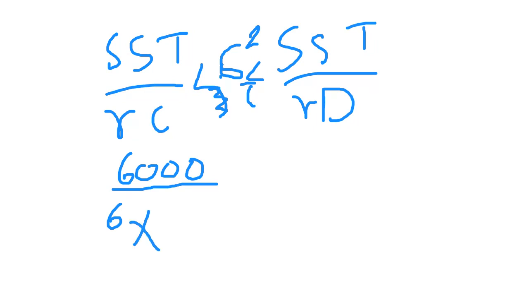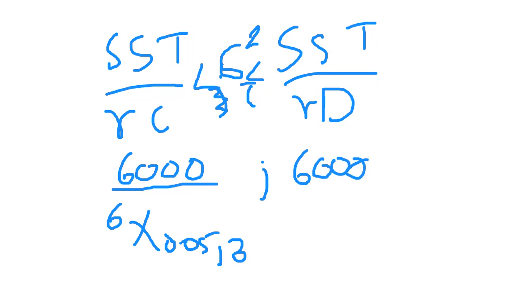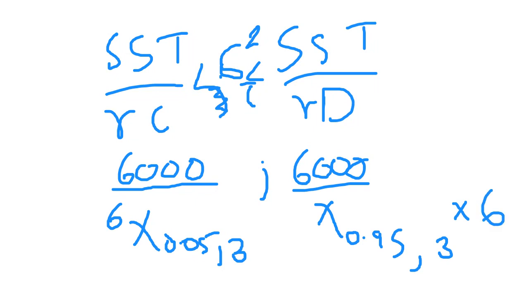Chi-square of 0.05, and the degrees of freedom of treatment for the given problem was 3, and 6,000 divided by chi-square of 0.95 and 3 multiplied by 6. So some students were forgetting to what? To multiply by this 6.